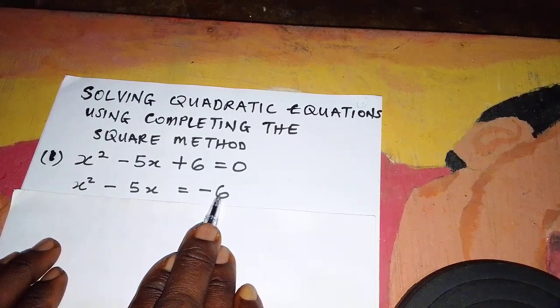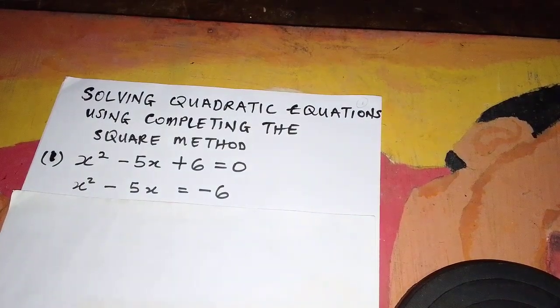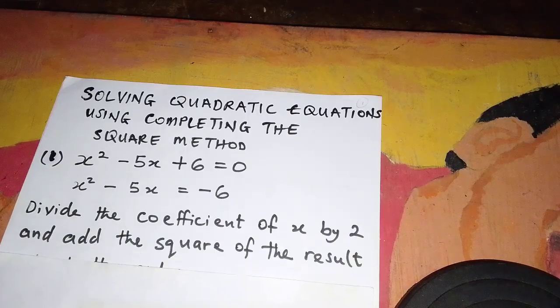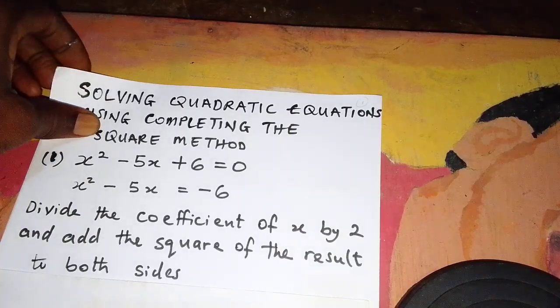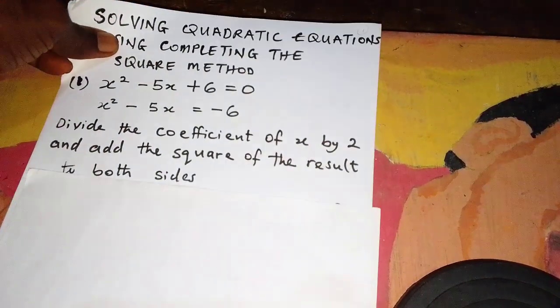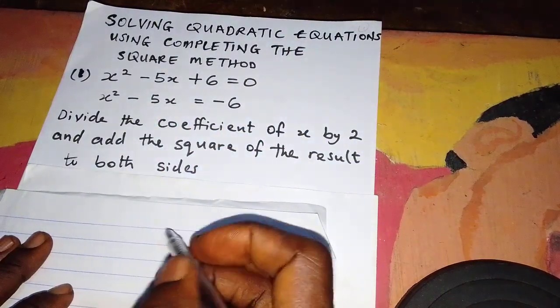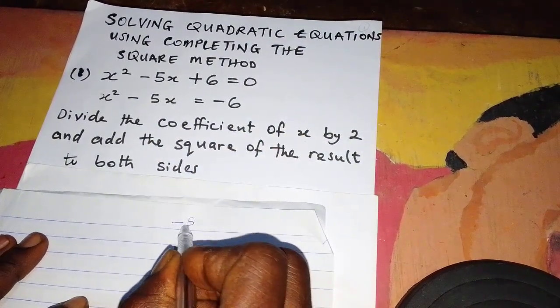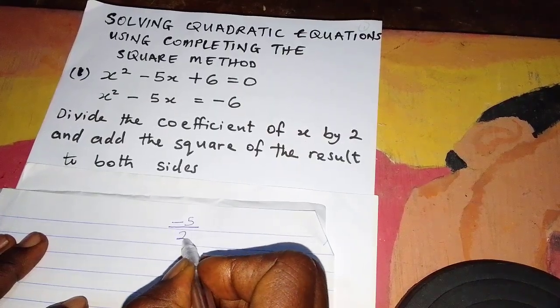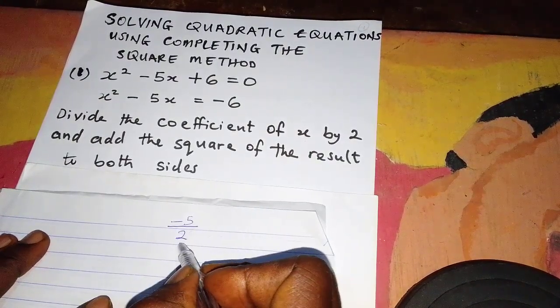Now, after you have done this, you now divide the coefficient of x by 2 and add the square of the result to both sides. Here, you realize that the coefficient of x is minus 5. So that means you divide minus 5 by 2. So that means you are having minus 5 over 2.